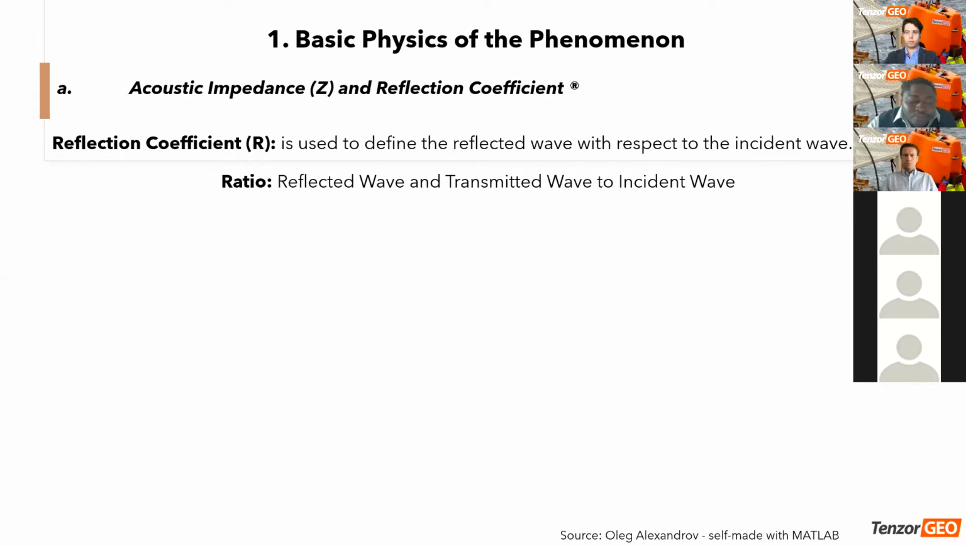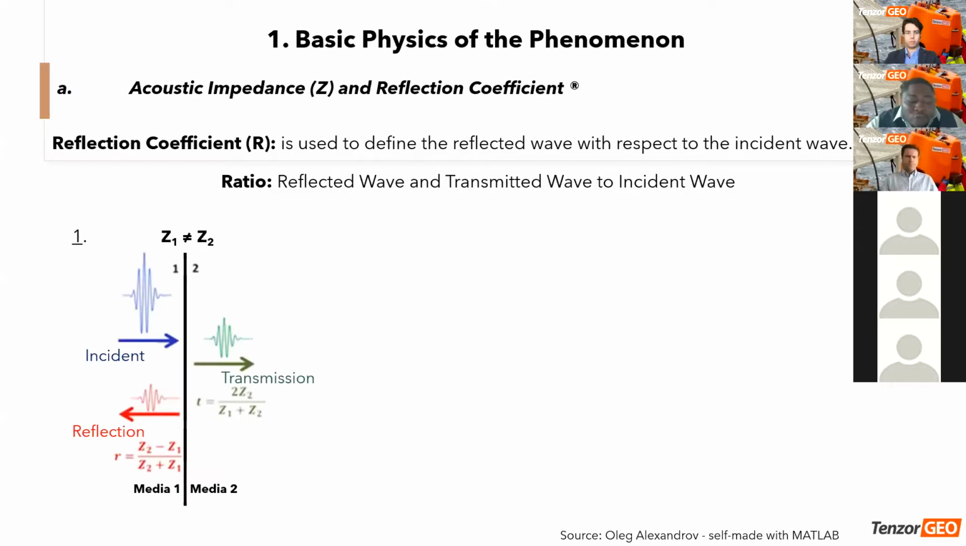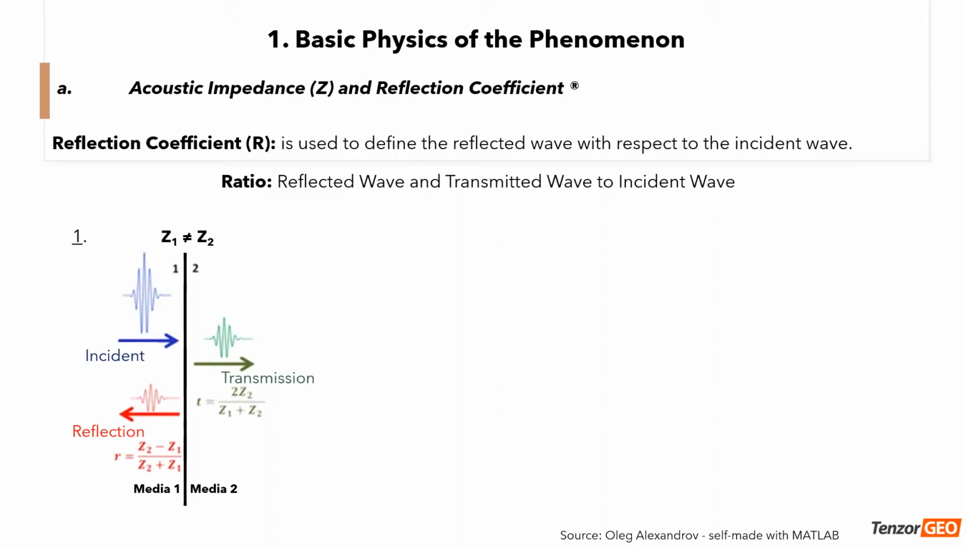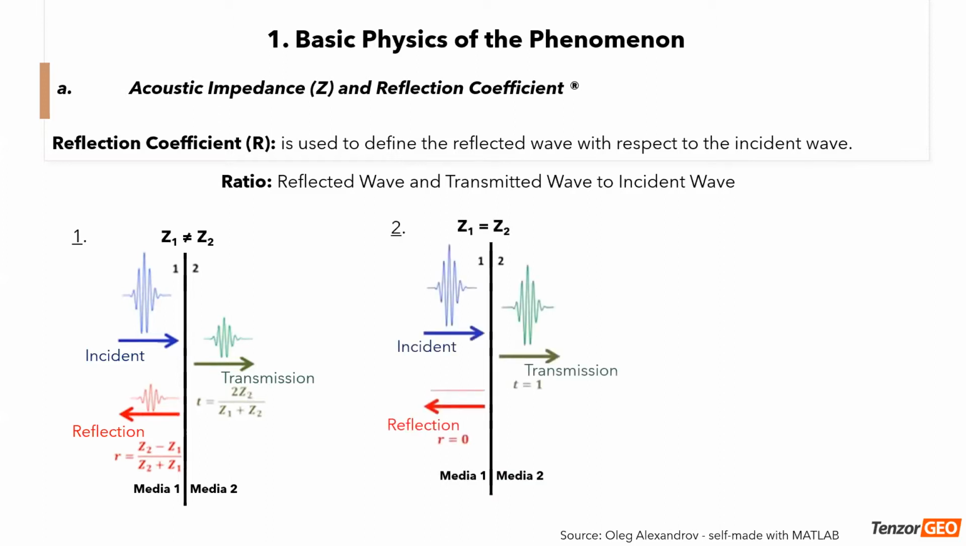Now, let me explain. Here in simple terms, you have two rock layers, or in this case, media 1 and media 2, with different acoustic impedances. When an incident wave here in blue hits the boundary of media 1 and 2, that wave will be partially transmitted and partially reflected. If media 1 and media 2, however, have the same acoustic impedance, then there will be no reflection of the incident wave. All you would have will be transmission.